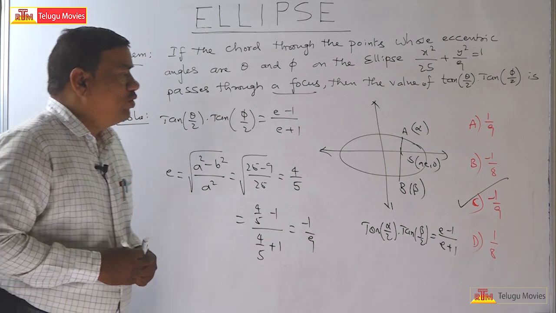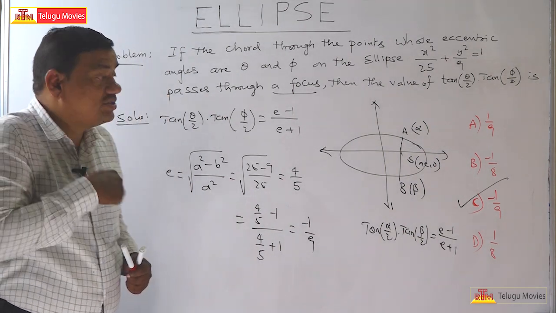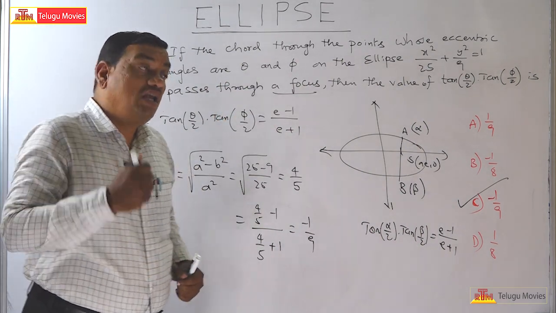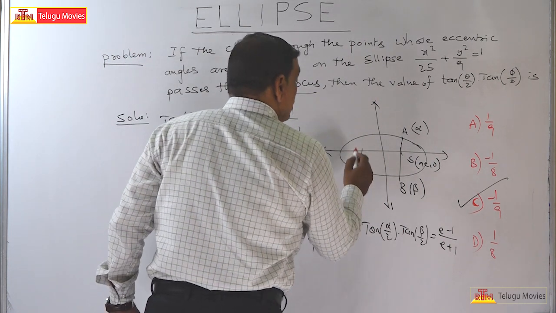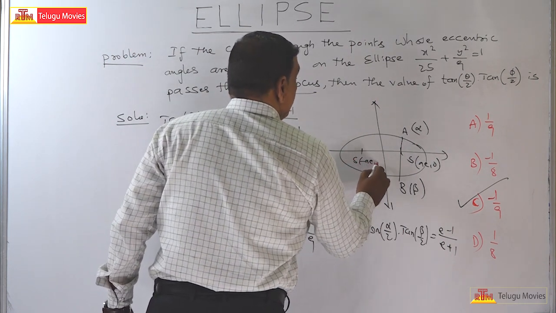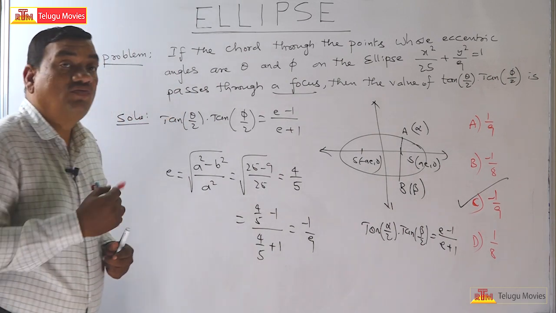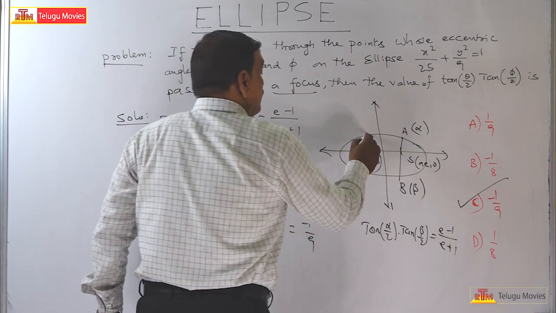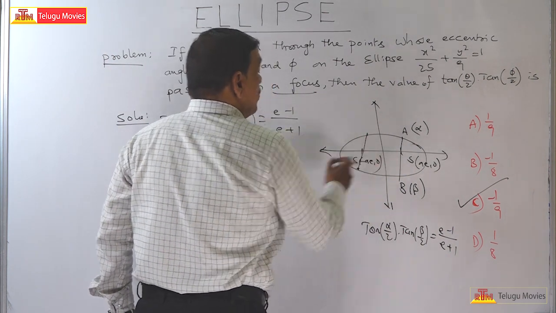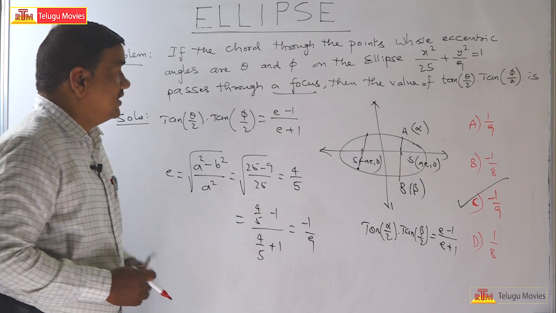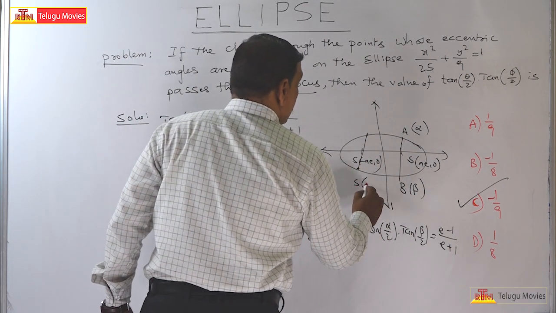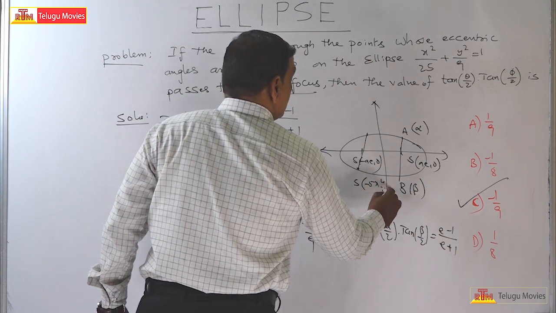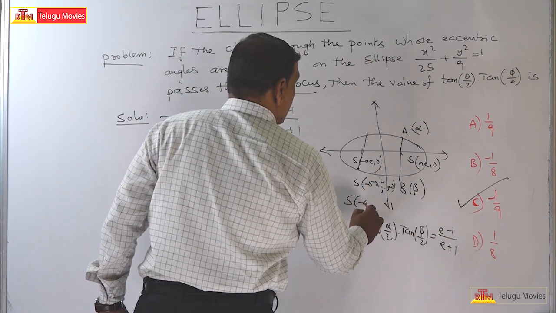At this stage, you may get one doubt. Sir, he is saying that one of the foci, what if this chord passes through the other focus, that is minus AE comma 0, then what will be our answer? Okay, now. At that time, we have to follow this: first of all, we have to find the focus. S is equal to minus A means 5, E means 4 by 5, comma 0. So, that is minus 4 comma 0.